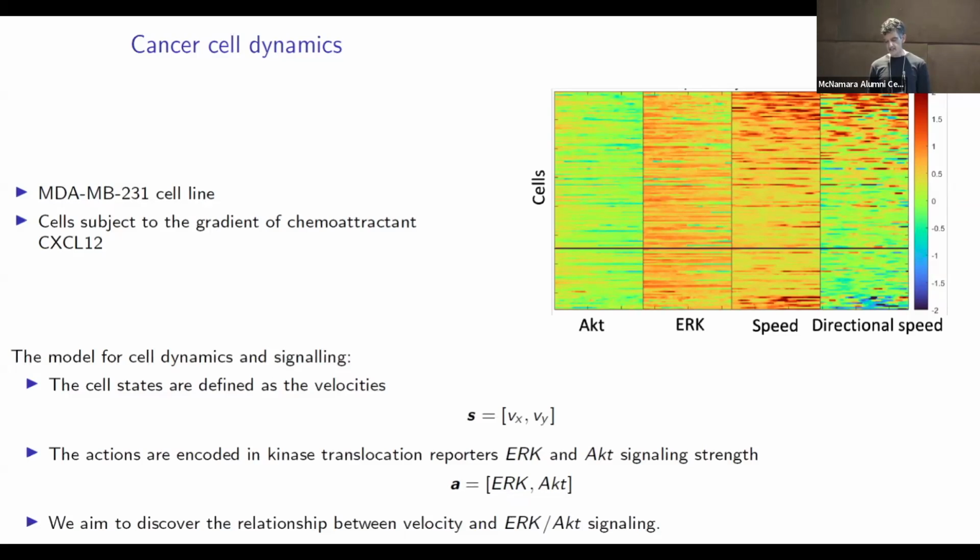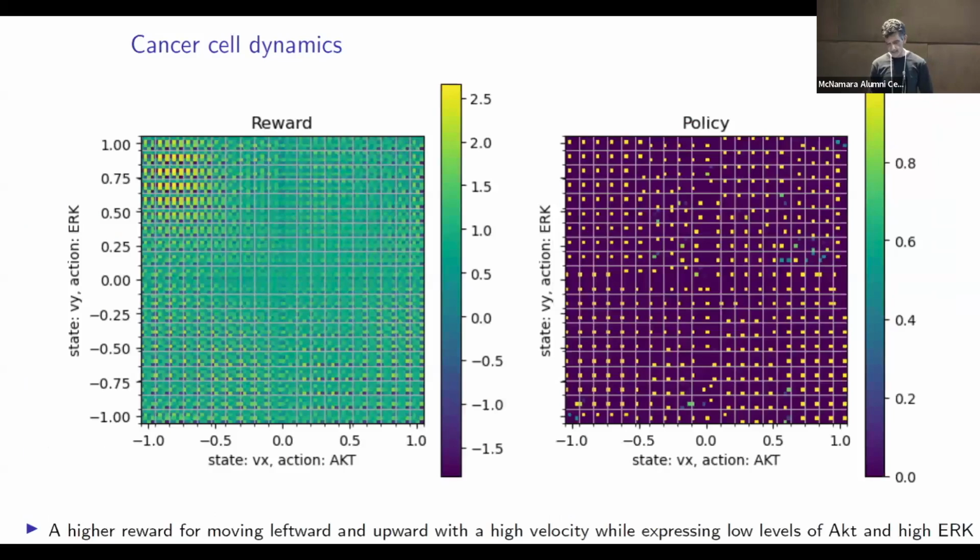For our state and action space, we take the states to consist of the velocities that the cells are following. The action space is which of these kinase translocation reporters you are expressing. So we run our inverse reinforcement learning process, and here's our result. Never mind what's happening on the right. Let's look at what's happening on the left. The horizontal axes represent the states. This is the velocity in the x direction. That's the velocity in the y direction. I'm plotting up the reward. Let's focus on this region where the reward is high.